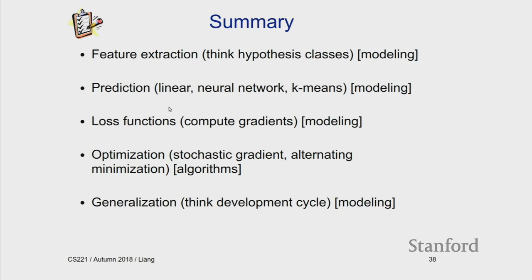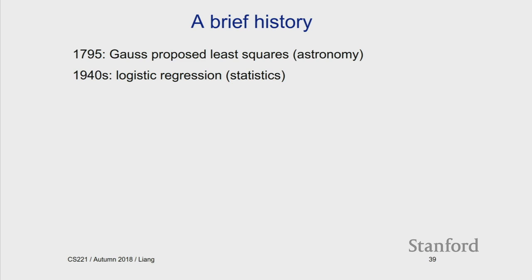You can use a feature to do prediction, either using linear models or neural networks. You can set up loss functions and optimize them using gradients, which we saw two ways of doing: stochastic gradient descent for the supervised learning case, and alternating minimization for k-means. But these are just two points in the grand space of things. And then there's a perhaps under-appreciated fact about the practice of machine learning, that there's a development cycle of trying to improve your model by looking at your data, which I think only comes with practice.